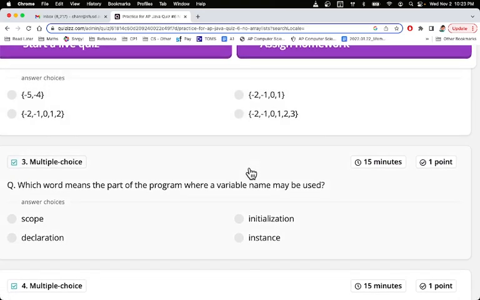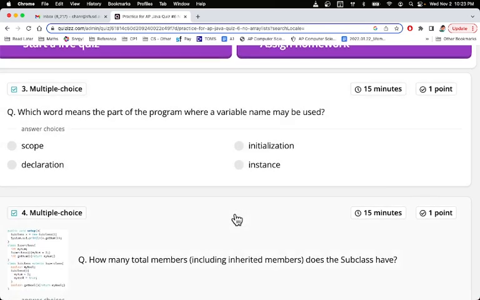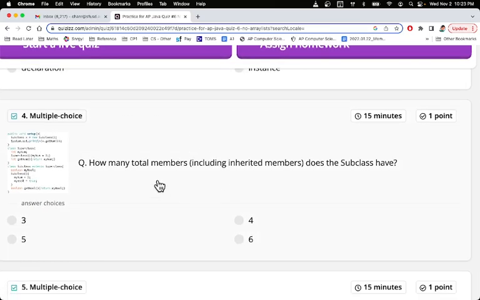For question number 3, something that wasn't as commonly missed in my earlier 2 blocks, which word means the part of the program where the variable may be used? That is called scope. Some vocabulary. Now this one is more interesting, one of the more missed questions across my block 2 and block 4 classes. How many total members, including inherited members, does the subclass have?